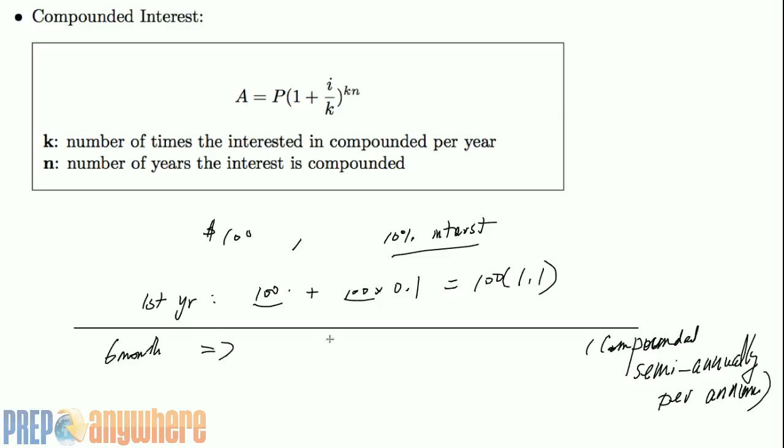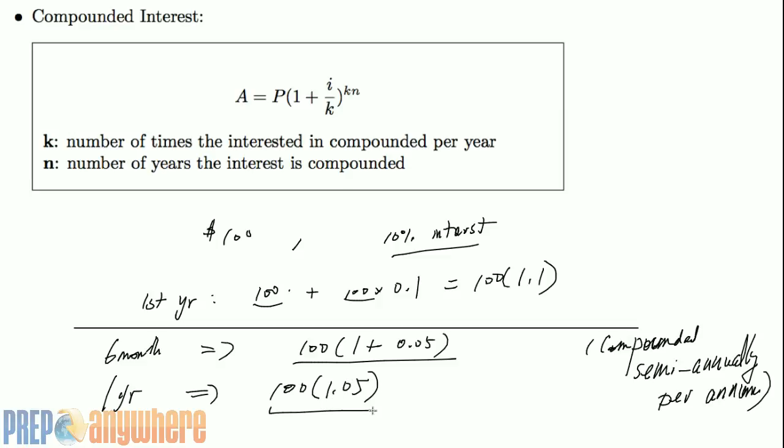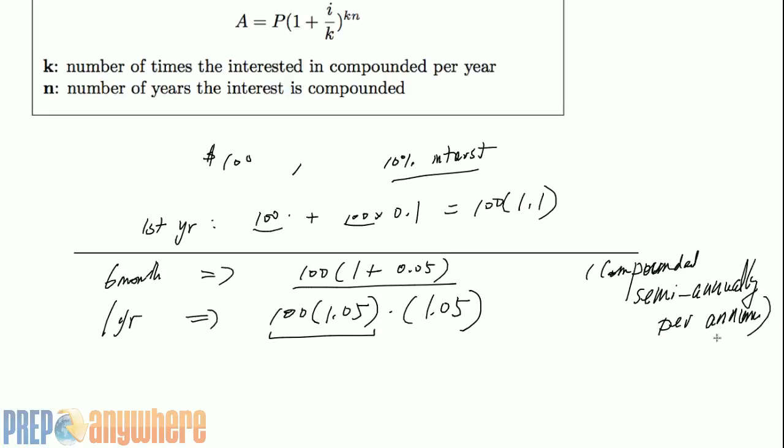At 6 months, we get 100 times this. What happens is you don't get 10% at 6 months. You only get half of 10%, which is 0.05. So you get 1.05. And then at 1 year, you now have this much money in the bank, which is 1.05, and to that money you get another increase of 1.05. That's what it means to be compounded semi-annually.